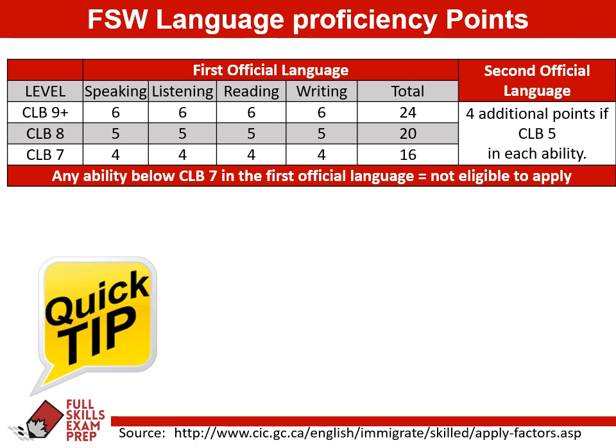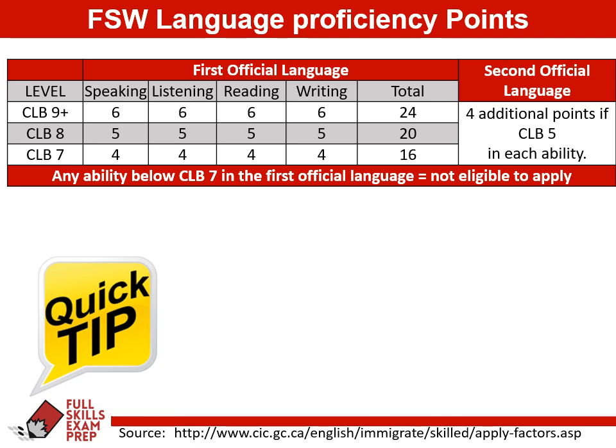However, a mix is okay as long as everything is above CLB 7. So a person can have a CLB 9 in speaking, a CLB 7 in listening, a CLB 9 in reading, and a CLB 8 in writing. That's perfectly fine, and those points would add up.